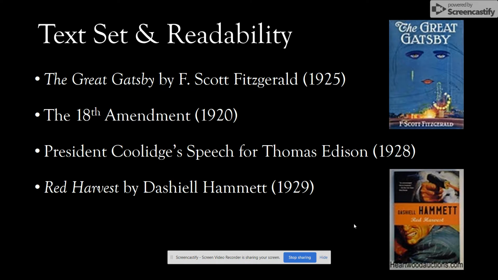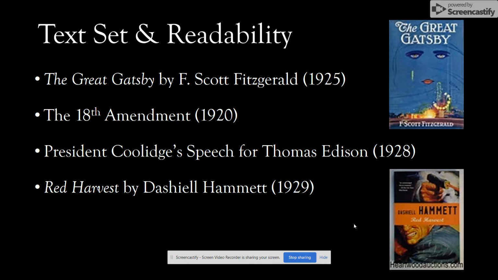The other text that I chose is Dashiell Hammett's Red Harvest. This was written in the same time period, but actually published in the 50s. And it is a contrast to Gatsby because the characters are very flat and predictable. The book is an easy read, the plot's easy to follow, but it's similar because it's in the same time period and the action moves quickly the way that Gatsby does.